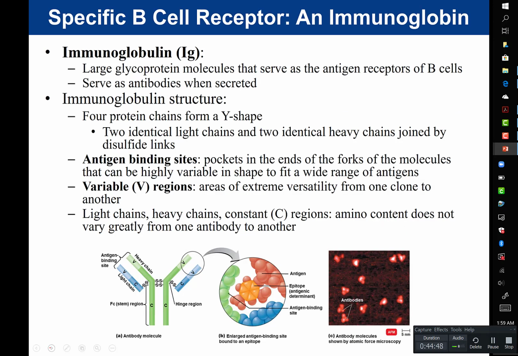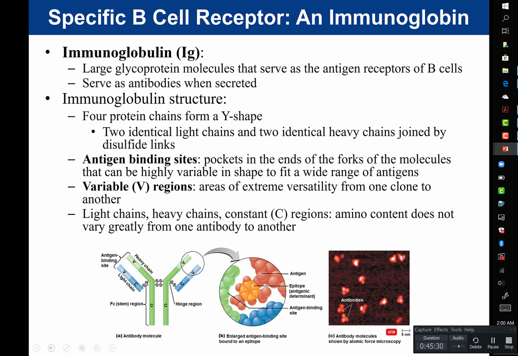We're going to look now at a little bit more information about our B cell receptor, or our immunoglobin. Immunoglobin is referred to as Ig, and these are large glycoprotein molecules that serve as antigen receptors of B cells. When they are secreted from the B cell, we call them antibodies. When they're on the surface of the B cell, we simply call them immunoglobin.